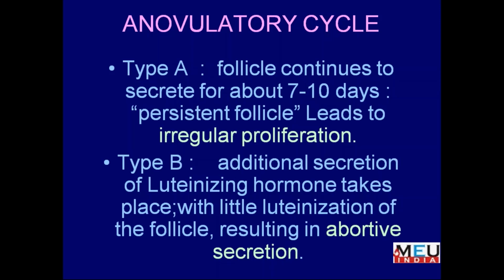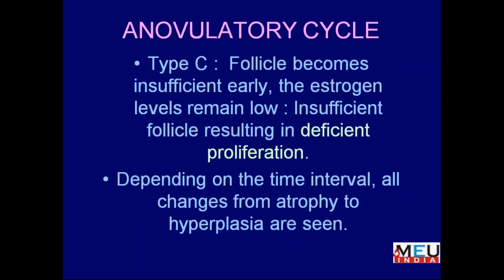Type B is additional secretion of luteinizing hormone which takes place with very little luteinization of the follicle resulting in abortive secretions. Type C could be when the follicle becomes insufficient very early and the estrogen levels also remain low as a result, resulting in deficient proliferation. Now, depending upon the time interval, all changes from atrophy to hyperplasia can be seen, whether there is excess of estrogen which is continuing, or the estrogen levels fall. Accordingly, there could be atrophy or hyperplasia, etc.